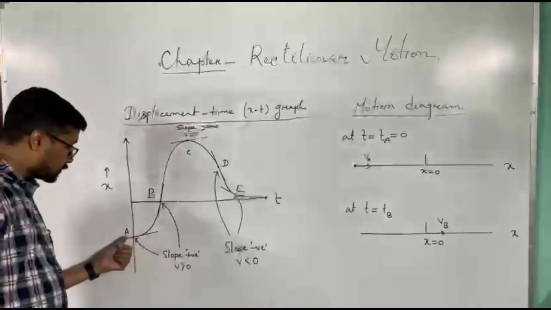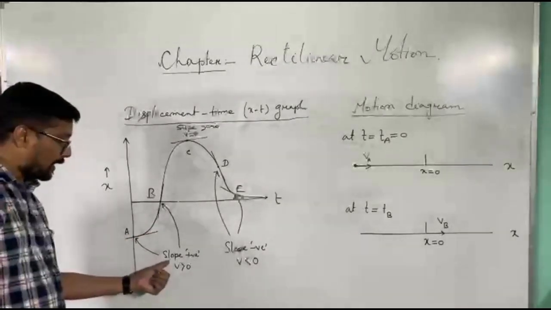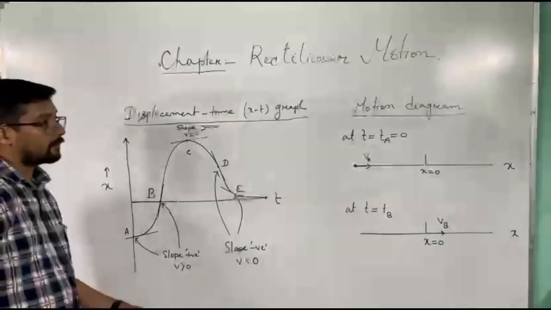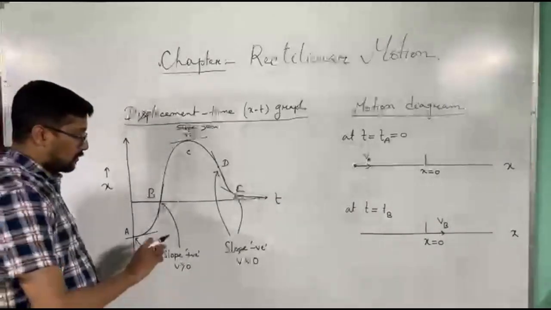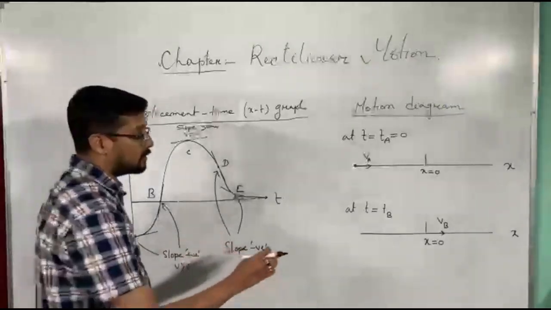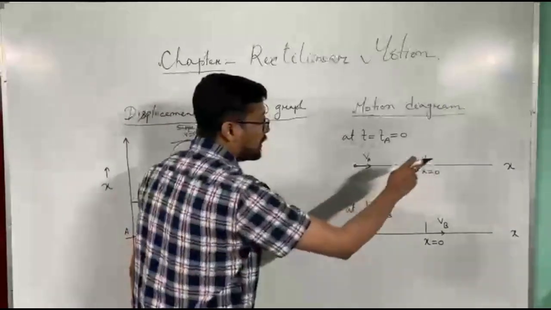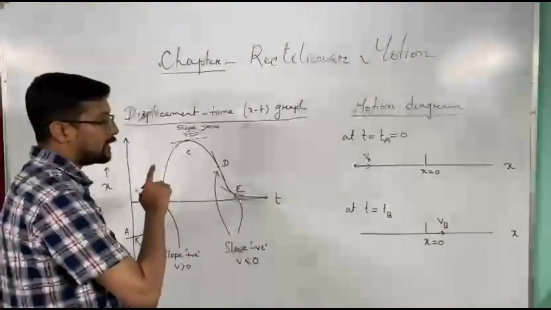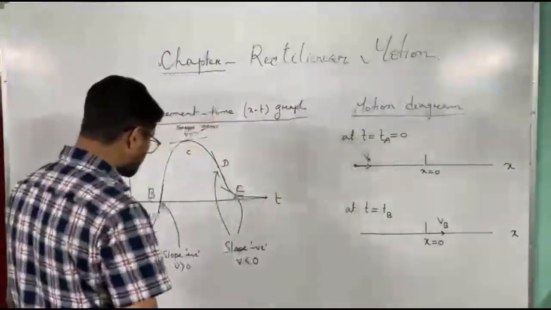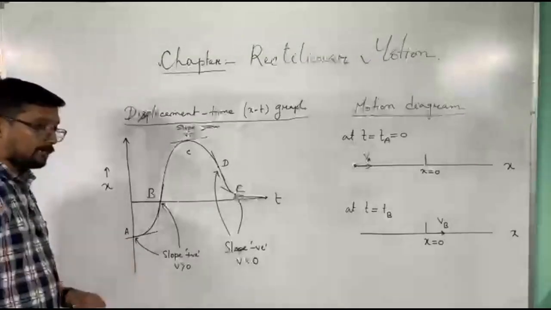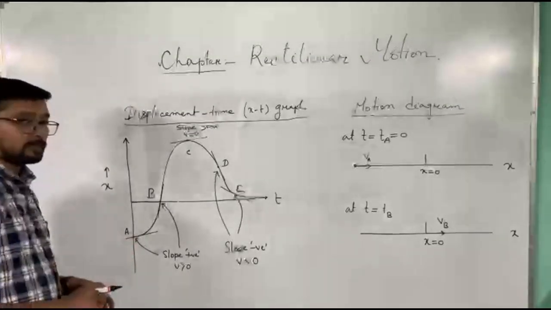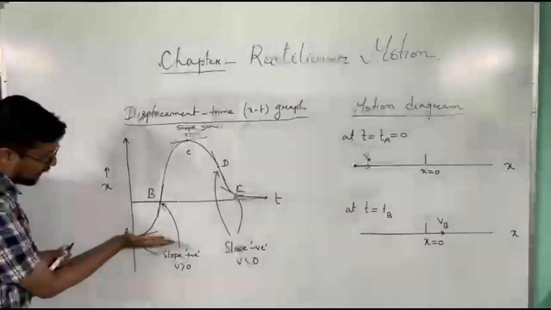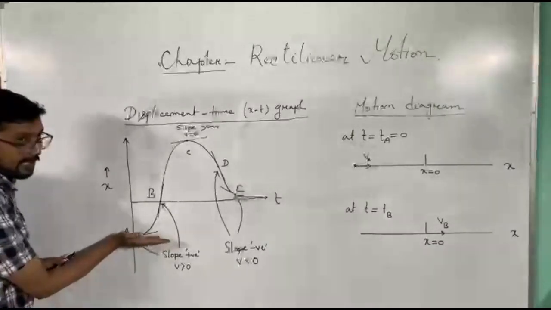Since here the slope is positive, that is why velocity is greater than 0. Now when velocity is greater than 0, the meaning is the object is moving in the positive direction. That means the direction which is assumed as positive, the object is moving in that direction. Now why is this slope positive mathematically? This slope is positive because this tangent is making an angle with the horizontal less than 90 degrees.